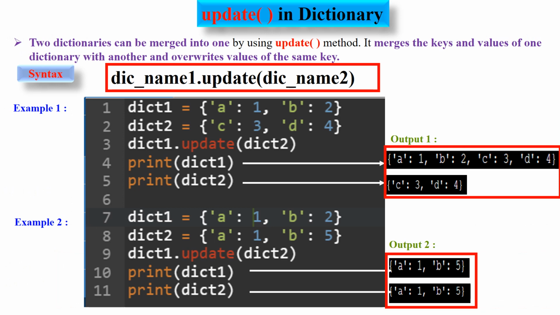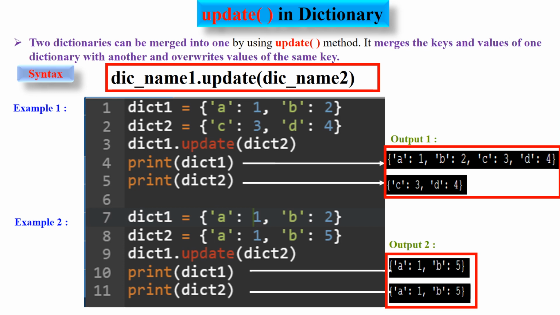2 dictionaries can be merged into one by using the update method. It merges the keys and values of one dictionary with another and overwrites values of the same key. Syntax is dic_name1.update(dic_name2). Using this, dic_name2 is added to dic_name1. Now, look at example 1.